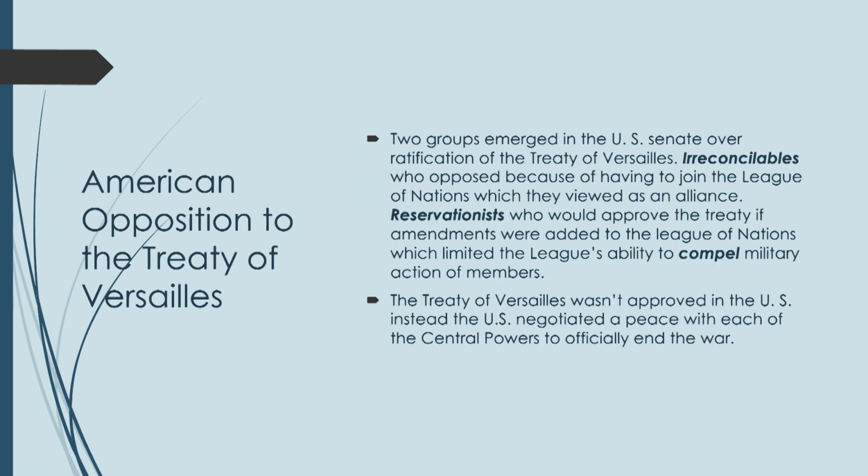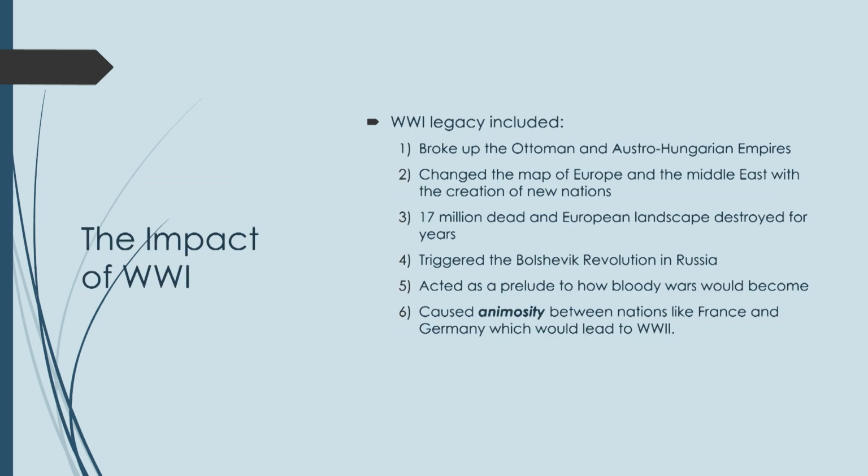As for American opposition to the Treaty of Versailles, we had two groups: the irreconcilables, who opposed any involvement with the Treaty of Versailles because of the League of Nations, and the reservationists, who would approve the treaty if amendments were added to the League of Nations that would limit the Americans being compelled to fight in any other conflict in Europe. The Treaty of Versailles wasn't approved in the United States. Instead, the U.S. negotiated peace, as we said earlier, with each of the Central Powers to officially end the war.